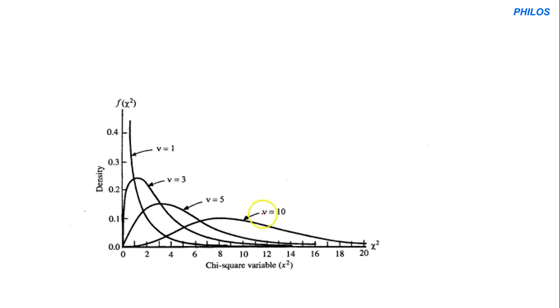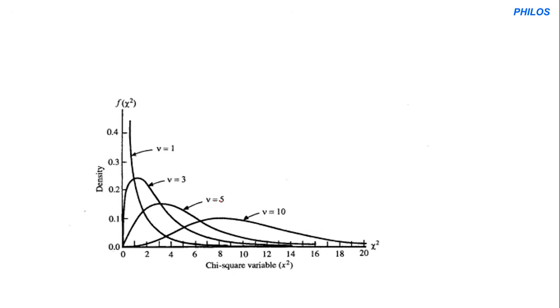So as you can see, this has a degree of freedom of 10 and this has a degree of freedom of 5. The one with a degree of freedom of 10 looks more like a normal distribution than the one with a degree of freedom of 5. And chi-square values cannot be negative because the distribution is skewed to the right.